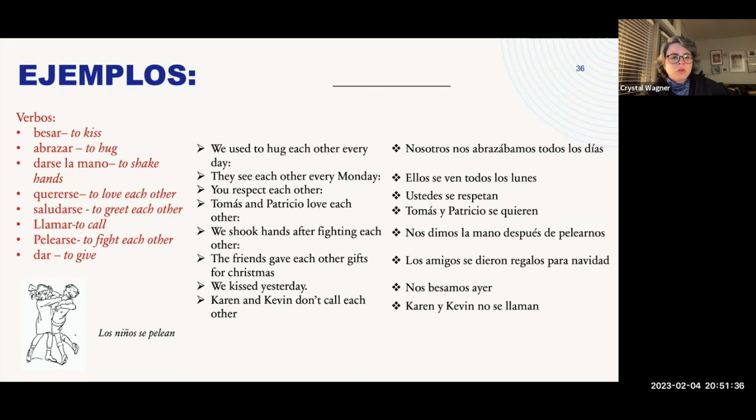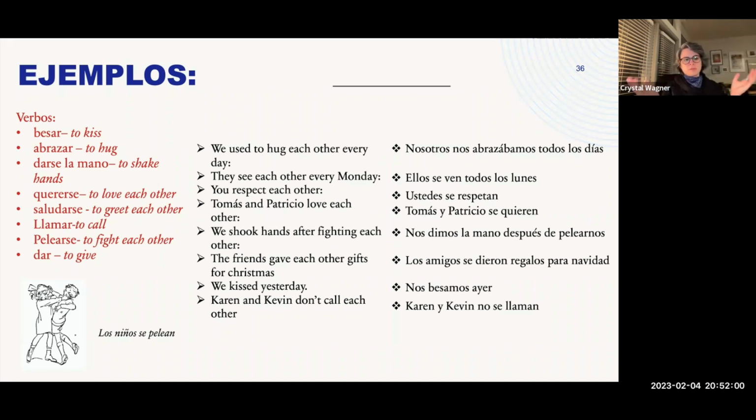However, you could also say, yo llamo a mi perro. I call my dog, right? In this case, you're using it as llamar. Now, how about dar? This is something that works as a one-way or two-way street. For example, you could say, le doy un regalo a mi madre. I give my mother a gift.